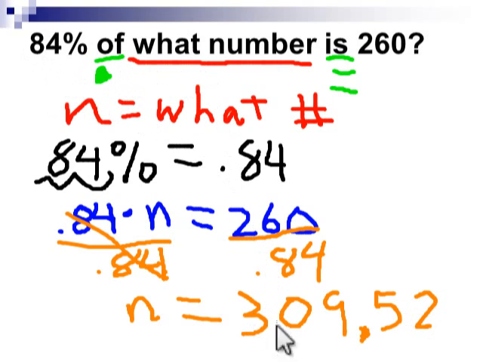84% of 309.52 is 260. So 84% isn't quite 100%, but it's definitely more than half. So if the number is 309, that's close to 300. Half of 300 would be 150. The whole thing would be 300. And 260 is somewhere in the middle there, so that would make sense that our answer is something close to 300 itself.